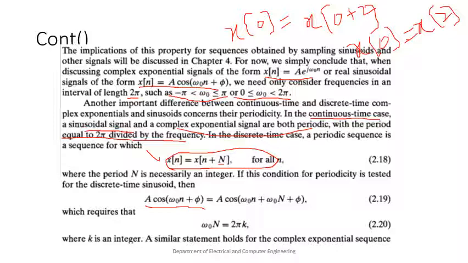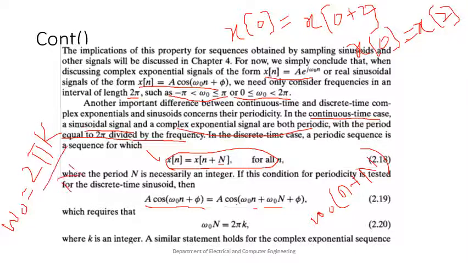For this sinusoidal sequence, what we are going to do is add N to n. So a cos of omega naught n, now this is frequency times (n plus N), or we can simply write omega naught n plus omega naught N. Both are the same thing. And we know that omega naught is equal to 2 pi k divided by N, or N omega naught is equal to 2 pi k.